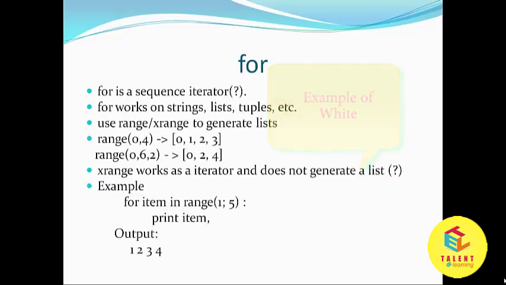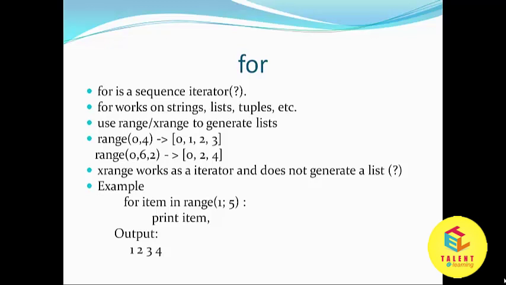Now we see the for loop. For is a sequence iterator. For works on string, list, tuples and many more. Use range or xrange to generate a list. Range 0 to 4 means 0, 1, 2 and 3.